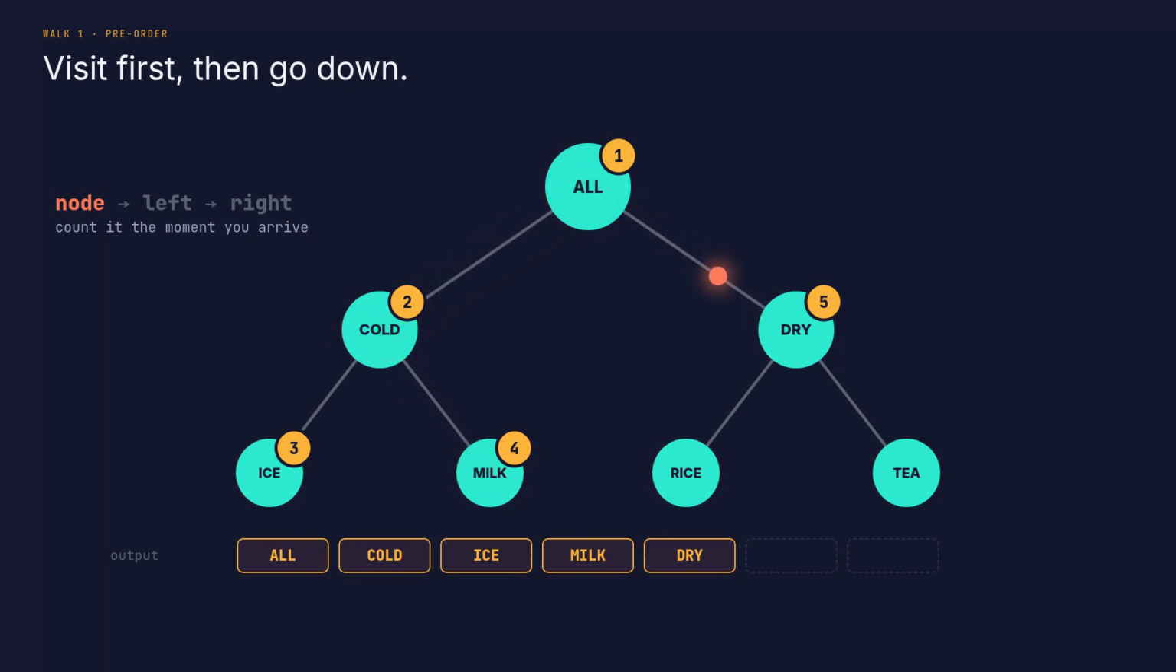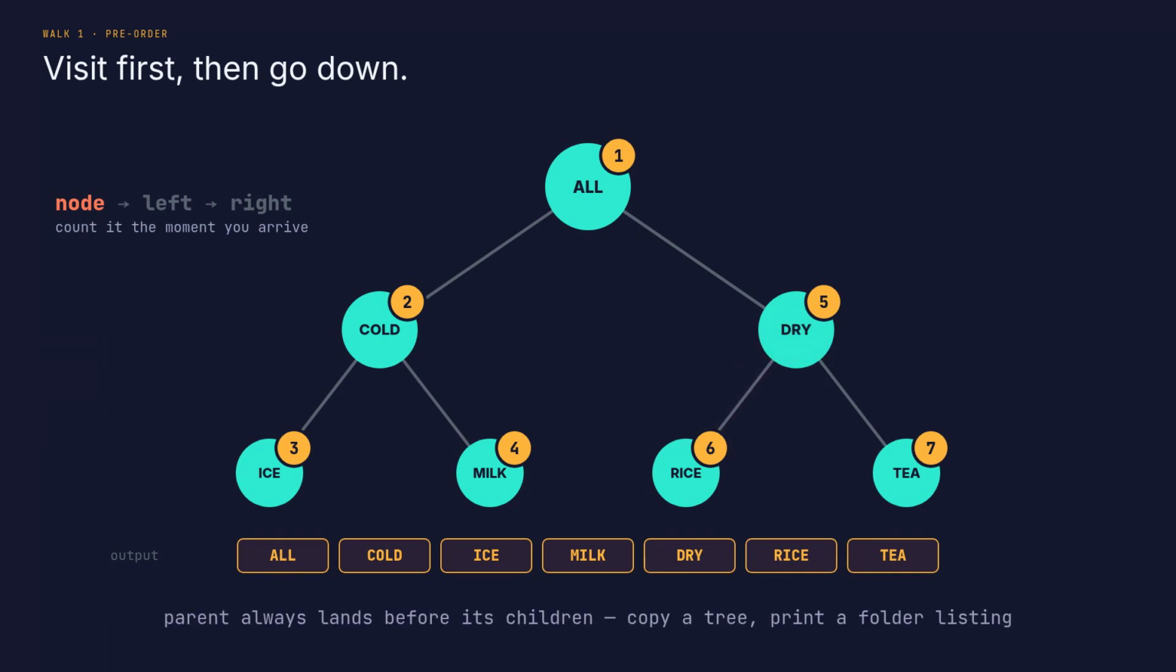Dry. 5. And the same rule again. Left first always. Rice. 6. And last of all, tea. 7. So that is preorder. And because you always record a parent before its children, this is the walk you use to copy a tree or print out a folder listing.